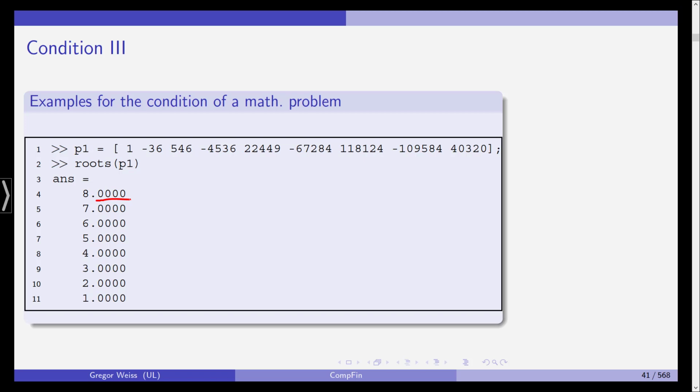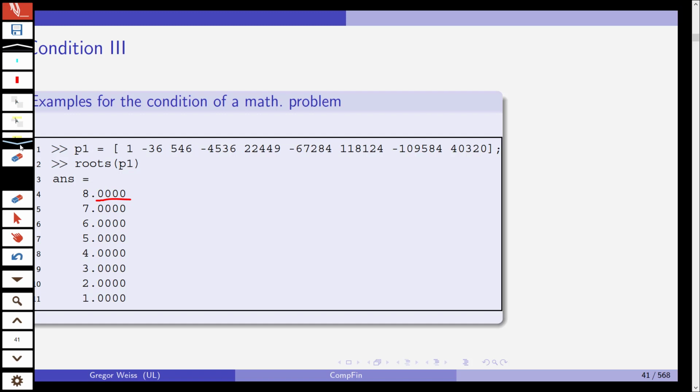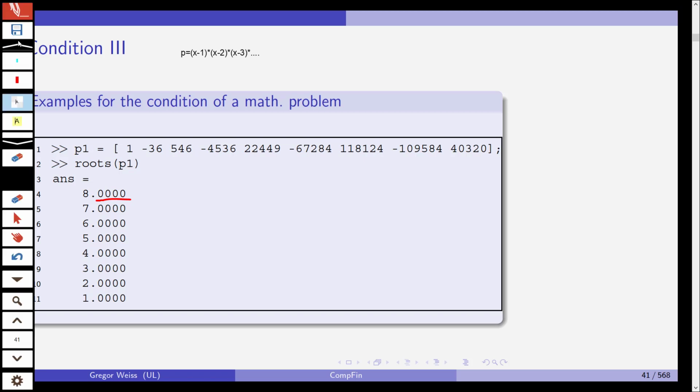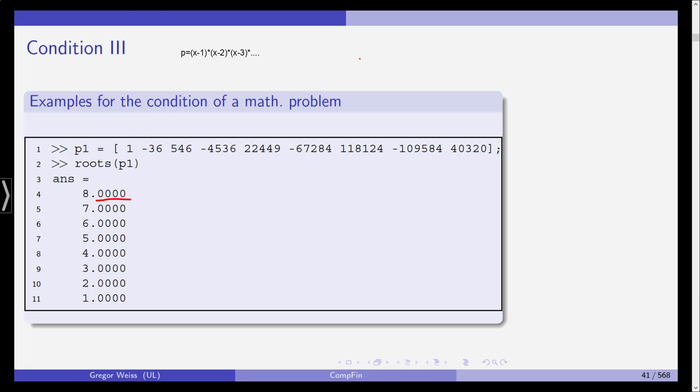I simply took, I can write this down. I simply said, okay, p equals x minus 1 times x minus 2 times x minus 3. So by using all those linear factors, I constructed P1, actually. I called this P1. Okay, so 1, 2, 3, 4, 5, 6, 7, 8. Those are the roots, the zeros of this polynomial. Question now is, what does Matlab do if we insert a slight error in our input data?